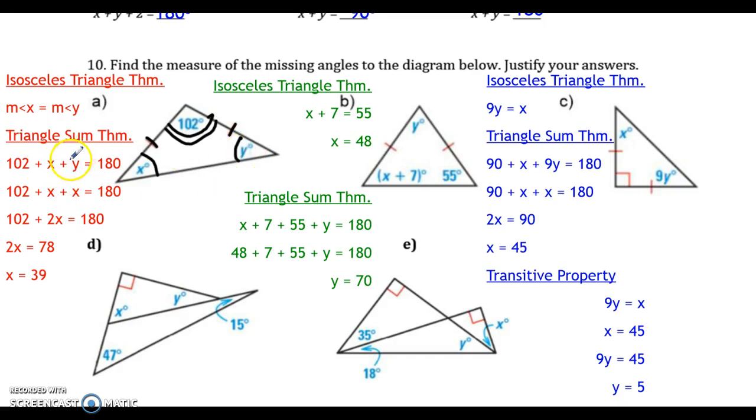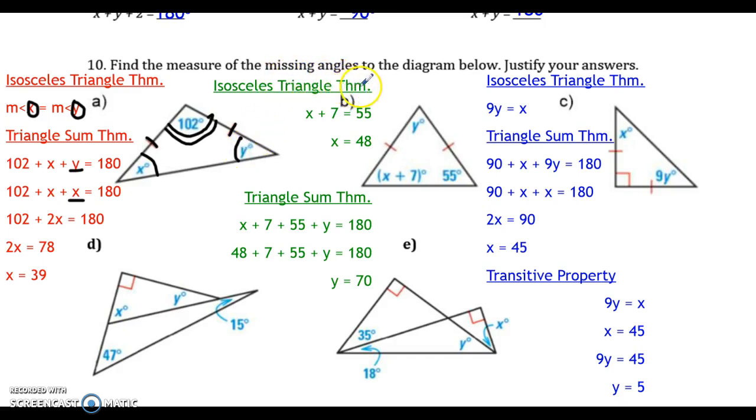Then what we did was we took y, this angle, and we replaced it with x. And we were able to do that because we knew that x was the same as y. Then what we did was a little algebra. We solved for x, and we got x equals 39. Once we knew that this x was 39, this y, of course, must be 39.